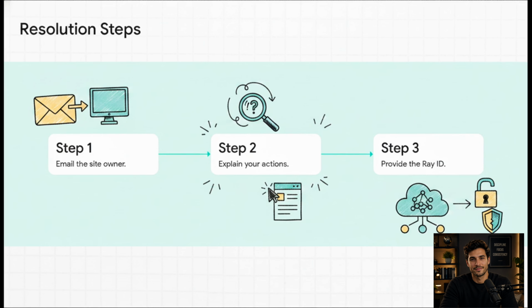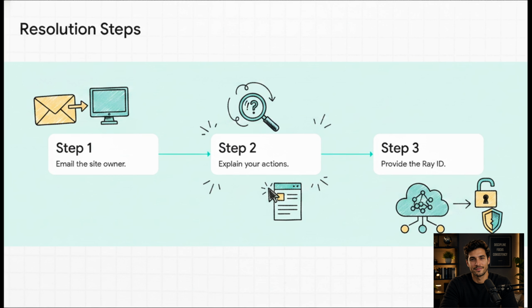Okay, let's dive into this 3-step procedure required to reach out to the site owner and appeal the block. There's kind of a bit of wry humor in the fact that you have to play detective just to read a tech article, but hey, here we are. Step 1, email the site owner directly. Step 2, explain exactly what you were doing when the error page popped up. Were you submitting a form, clicking a specific link?